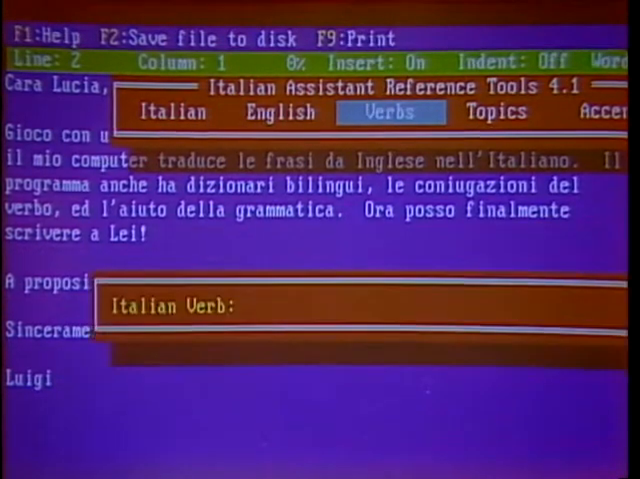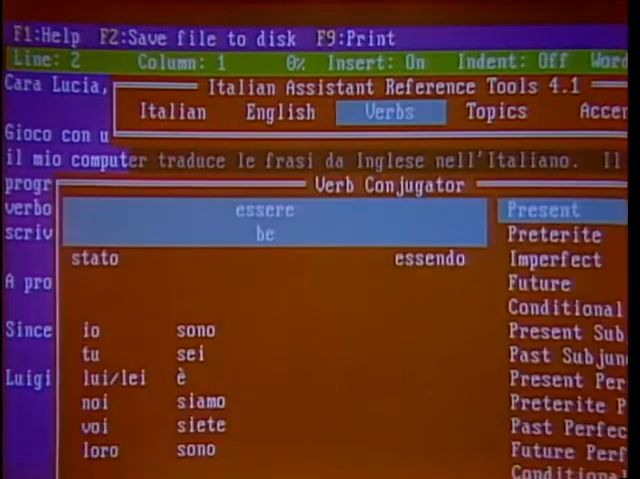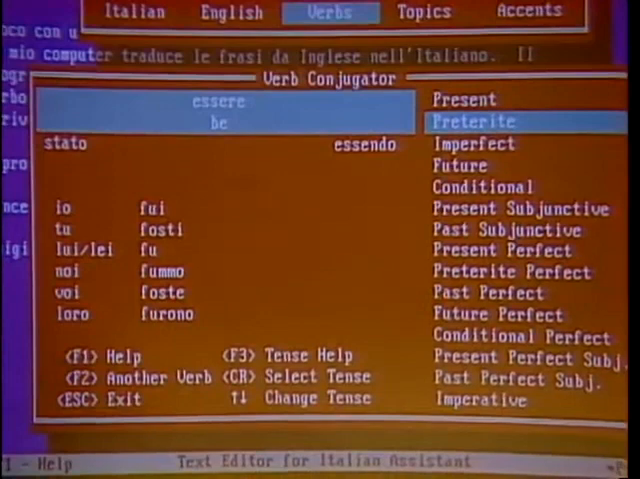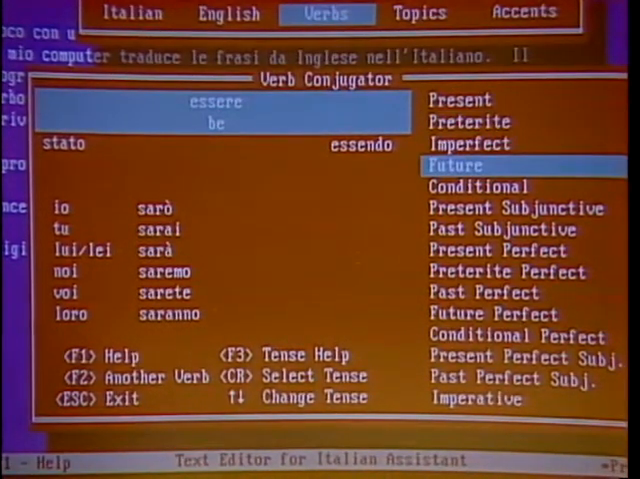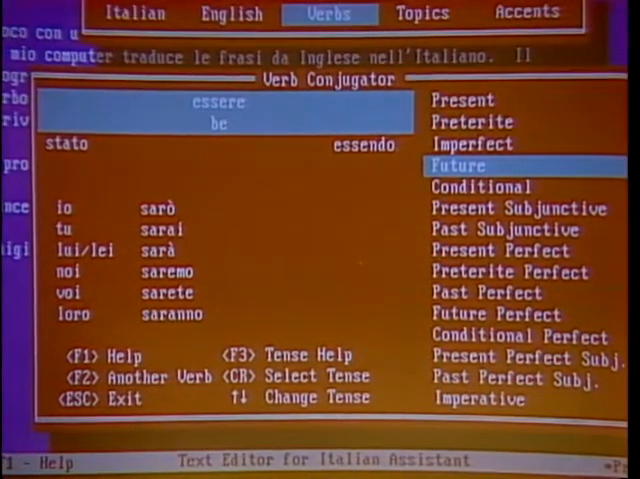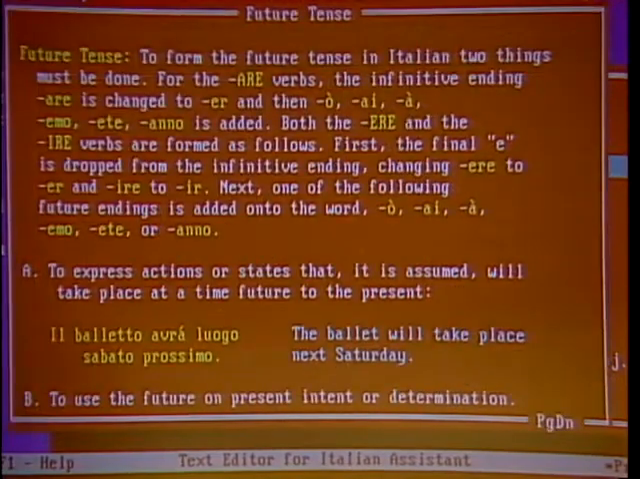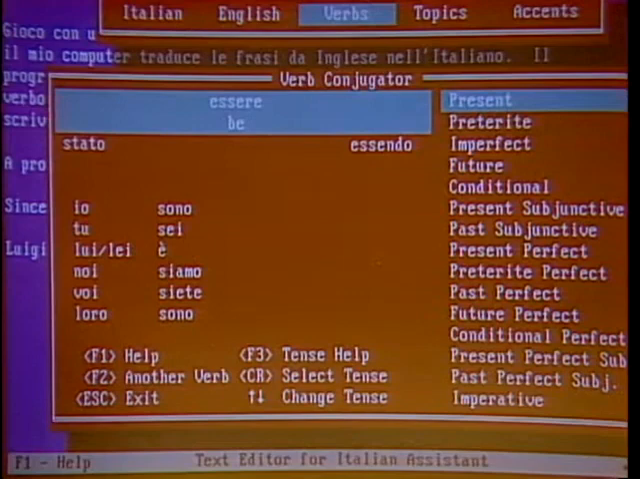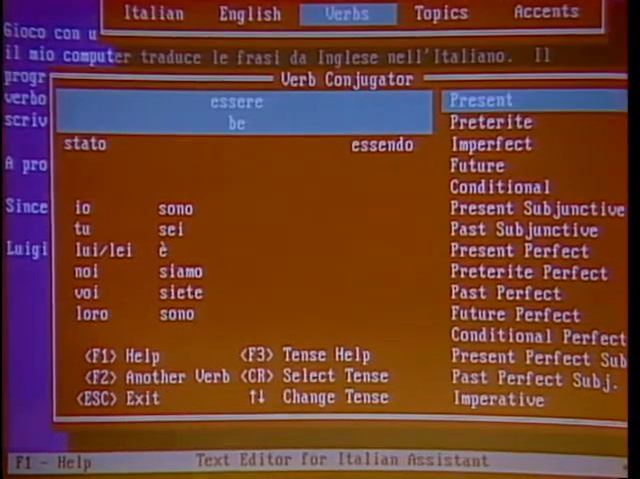Similarly, we can conjugate verbs. This will save people from carrying around those heavy verb conjugation books and remembering all the irregular ways to conjugate verbs. We've got grammar tense help connected to all of these so that you can look up the help for any of the particular tenses that you're looking at. And finally, we've got a method for entering accents as well, so entering accented characters is very, very easy.